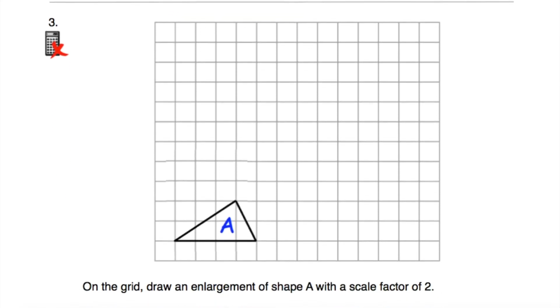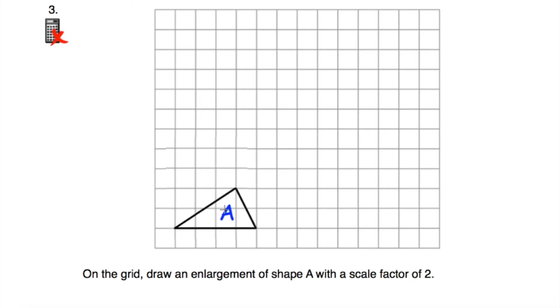So question number 3, we've got this triangle here, and this triangle is a scalene triangle. It's a scalene triangle because all 3 sides have got different lengths and the angles are all different sizes.